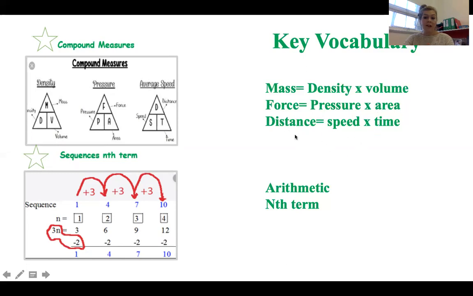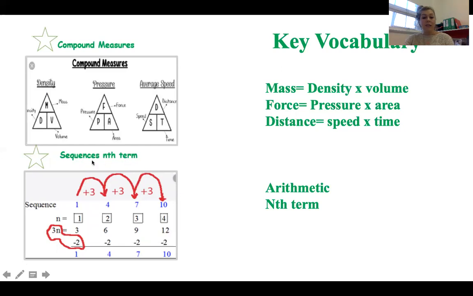And then finally, if you're given the time and the distance, are you able to find the speed? The important thing here with these ones as well is considering your units. So mass, density, and volume. How would you measure those? And what units will you include with your answer? Same for force, pressure, area, and distance, speed, time. Those units are really important.